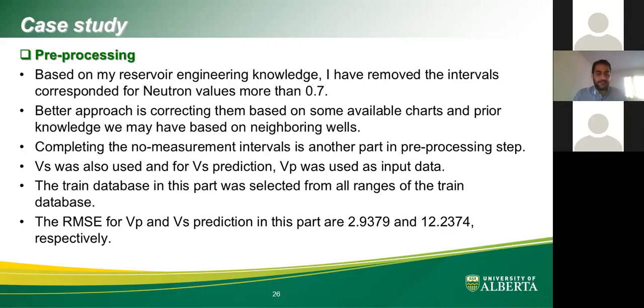And in this step, the RMSE for VP and VS prediction for completing my training database. I'm still in the training database. I didn't predict anything in the test database. For this step, my RMSE was 2.93 and 12.23, respectively, for VP and VS prediction.